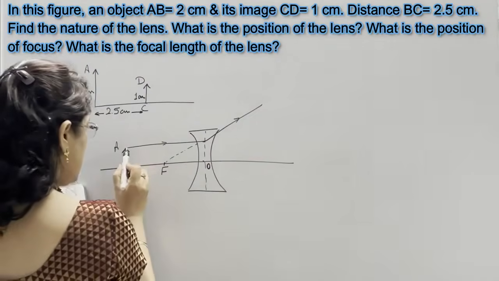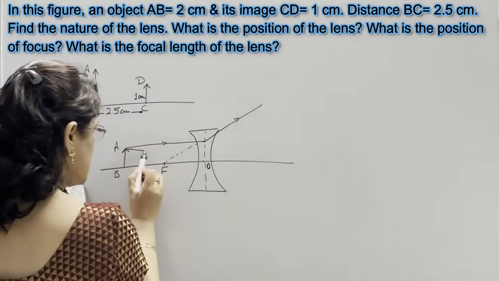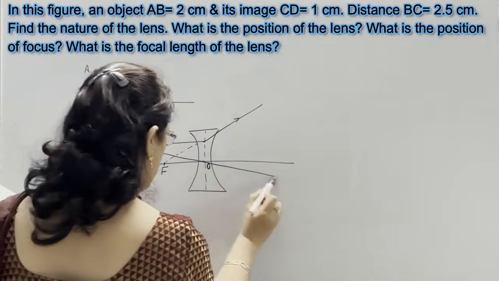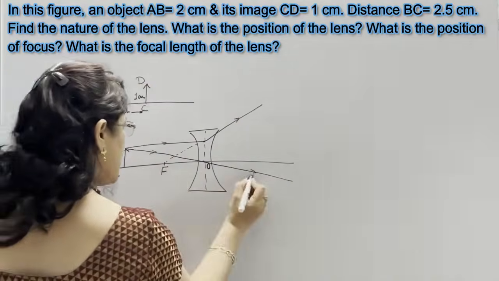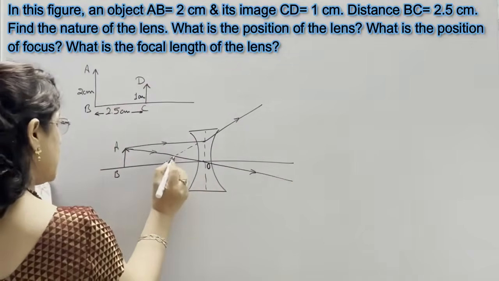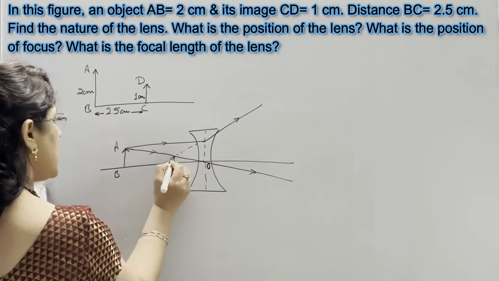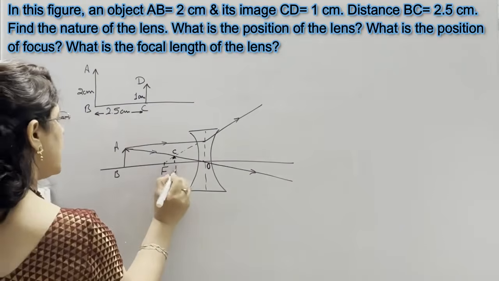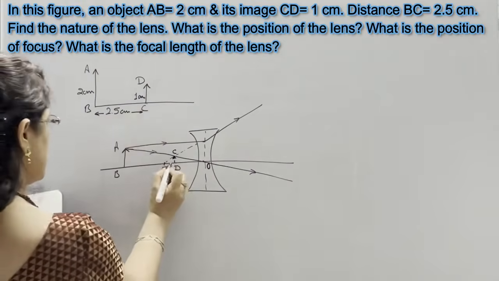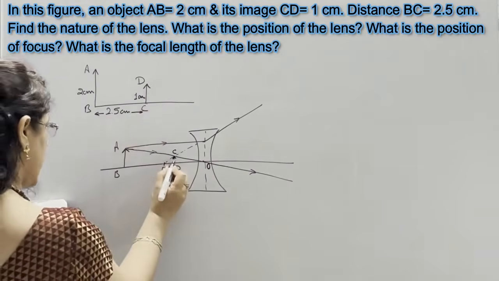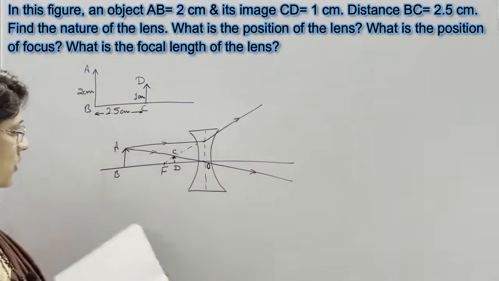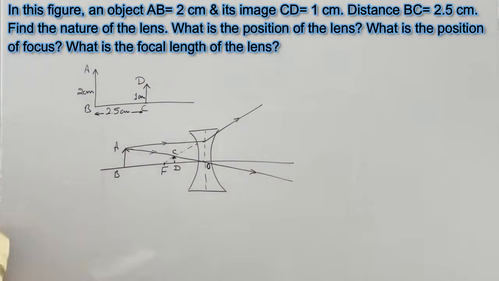And the second ray which is passing from the optical center will go undeviated, and the point where these two rays meet is where the image is formed, and this is the image CD of length 1 cm. Show it dotted always, because we know the nature of the image is virtual in this case.